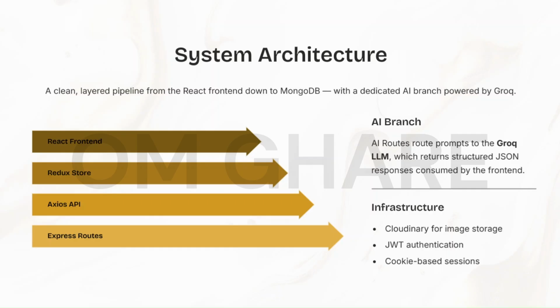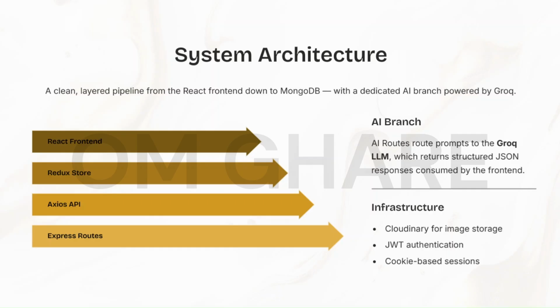For AI-related features, the architecture includes a dedicated AI branch. Instead of directly querying the database, these requests are forwarded to the Groq large language model API. The AI processes natural language inputs and returns a structured JSON response. Those responses are then interpreted by the backend and either used to generate content or converted into MongoDB queries.